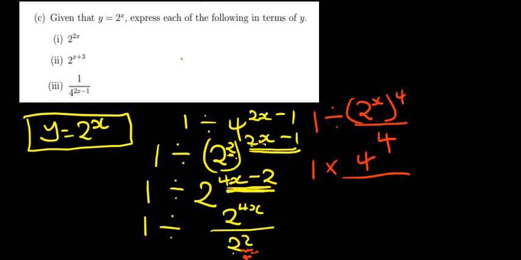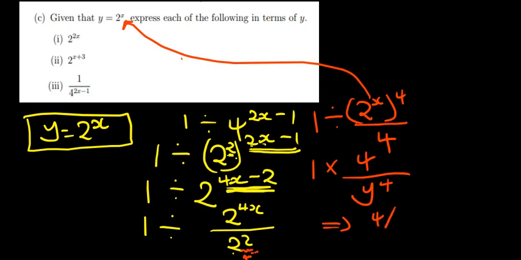So what is 2 to the power x? This is what we are given here. That is our y. So we're going to write y where there's 2 to the power x, and then to the power 4. So the final answer will just be 4 divided by y to the power 4. This is the final answer, and that's it for this question.